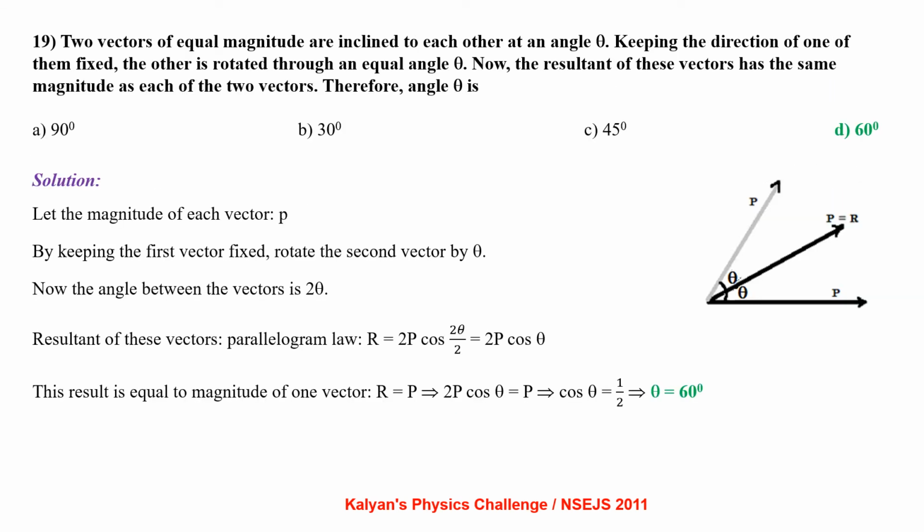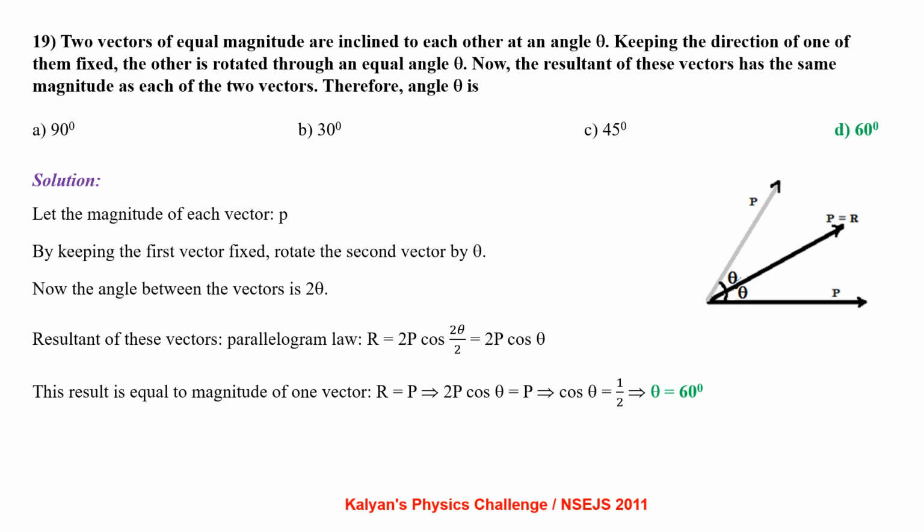Two vectors of equal magnitude are inclined to each other at an angle theta. Keeping the direction of one of them fixed, the other is rotated through an angle theta. Now, the resultant of these two vectors has the same magnitude as each of the two vectors. Therefore, the angle theta is?